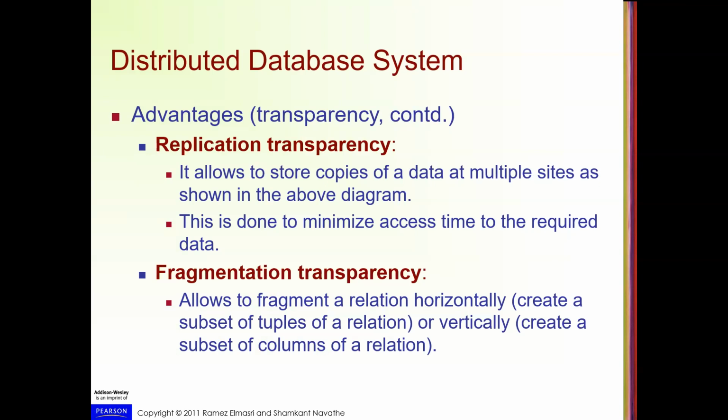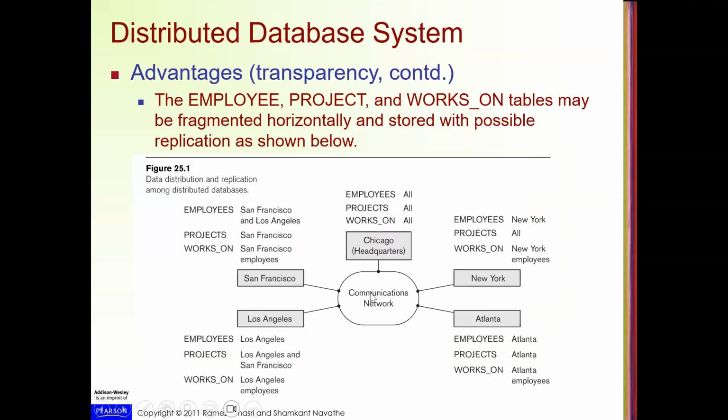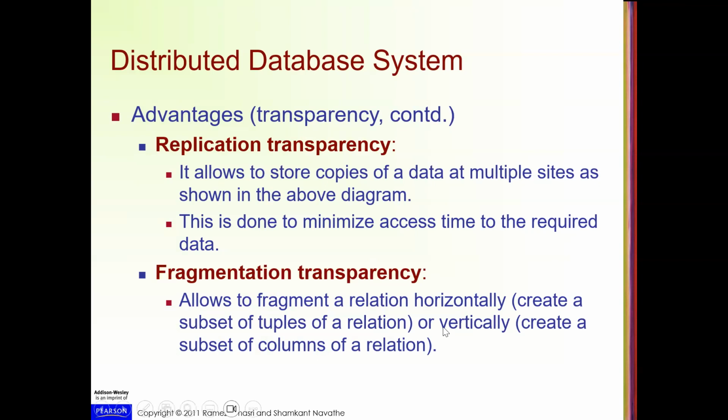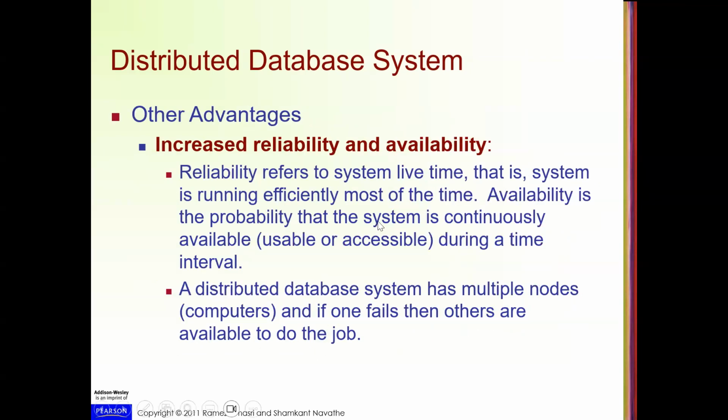Fragmentation transparency means it allows us to fragment. Fragment means dividing. So it allows us to divide a relation horizontally or vertically. How is that possible? When you divide a big table based on the rows, it is called horizontal fragmentation. But if you divide a table based on the columns, it is called vertical fragmentation. We will see the examples shortly.